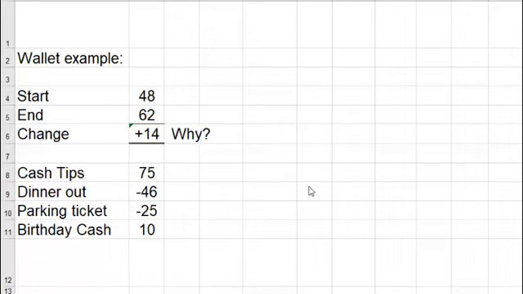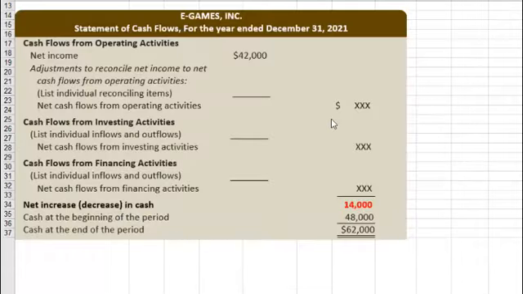This is the exact same thing we're doing with the cash flow statement. Over a period of time, in this simple example is a week, the same thing is happening for a cash flow. For this year ended December 31st, we are looking at the same thing. We're going to start actually down here at the bottom. We know that we have net increase in cash of $14,000. Cash at the beginning of the period was $48,000, and cash at the end of the period was $62,000. This is just like our simple wallet example, just with a company.